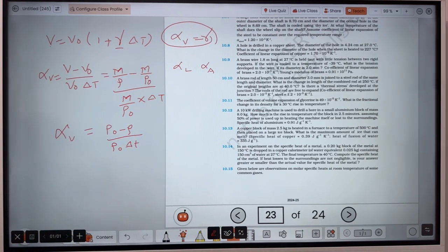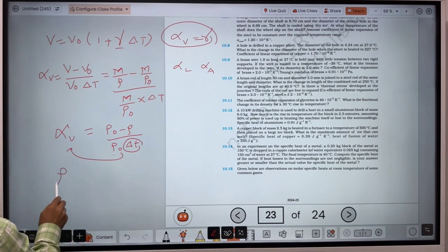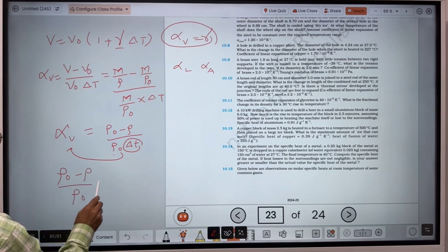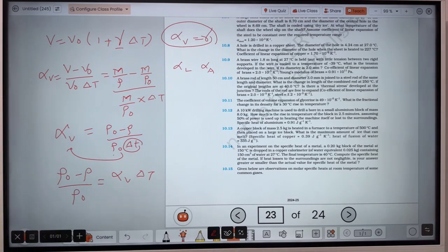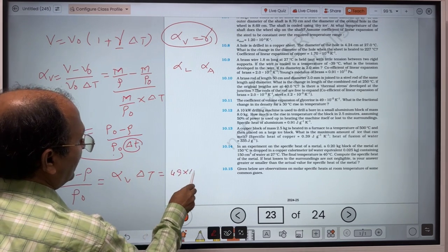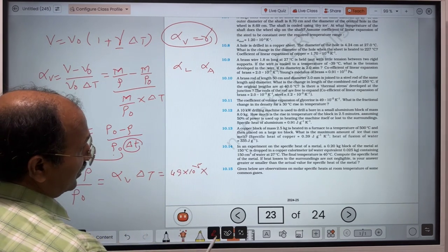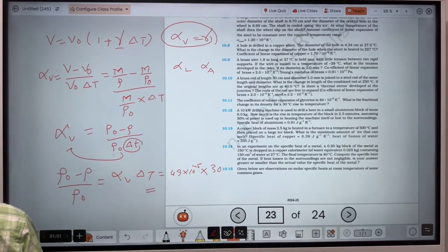Now what is to be done? You need the fractional change in density. So fractional change means rho 0 minus rho divided by rho 0. So take the delta T to this side. So rho 0 minus rho divided by rho 0 equals alpha V times delta T. Put the values. Are the values given? Here the coefficient of volume expansion is given as 49 into 10 to the power minus 5. So we can write 49 into 10 to the power minus 5 into delta T, the change in temperature, which is 30 degree. Just evaluate it. What do you get?